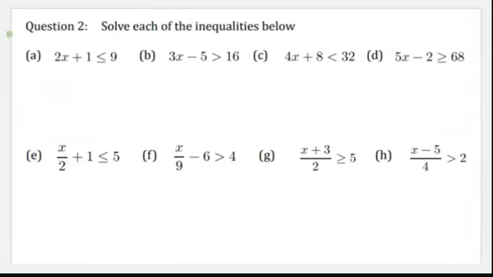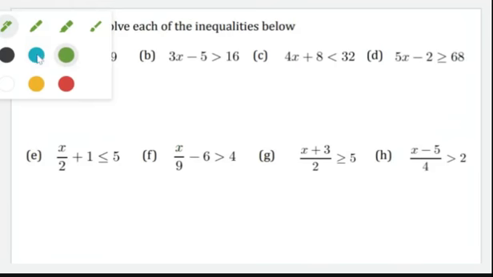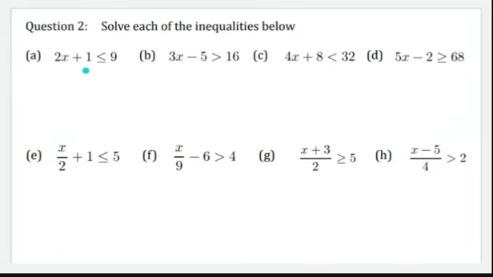A little bit more work, just 2 steps instead of 1 step. So if we go for the first one, taking away 1 from both sides gets us 2x is less than or equal to 8. And then dividing by 2 gives us x is less than or equal to 4. All good? Yeah. Lovely.